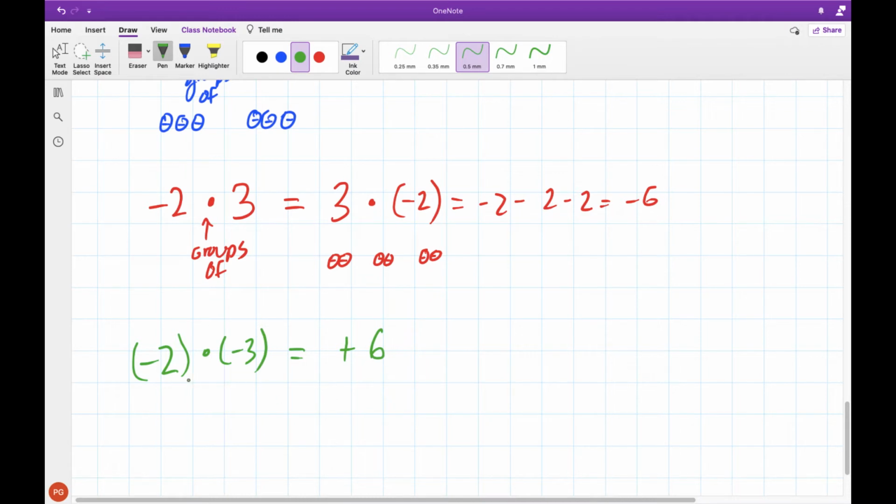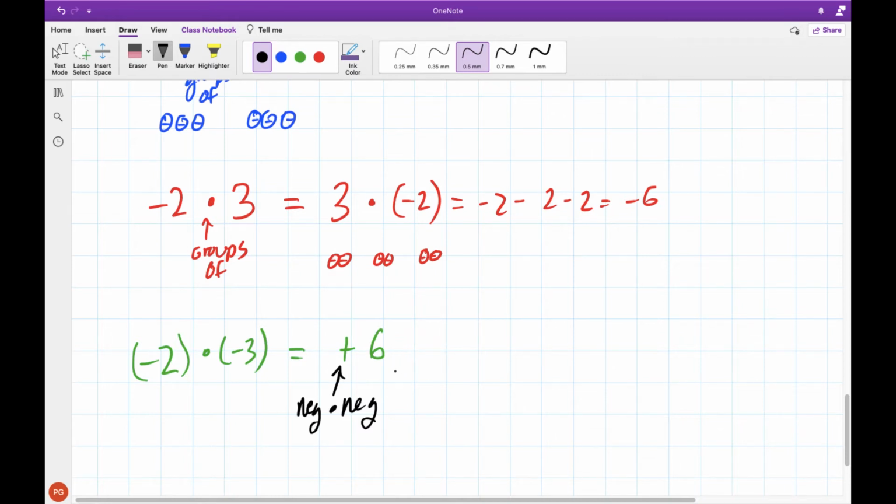The 6 comes from 3 times 2, and the positive comes from a negative times a negative. Why is a negative times a negative equal to a positive? We're going to get to that in our next video a little bit, and I'll post links to other videos that do a really great job of explaining this, but we do need a little bit more before we can fully understand this.